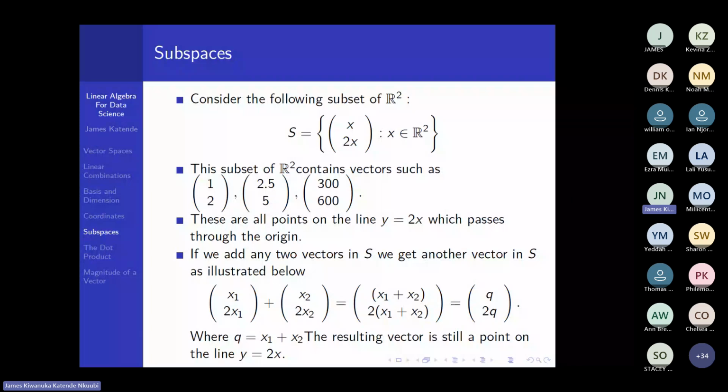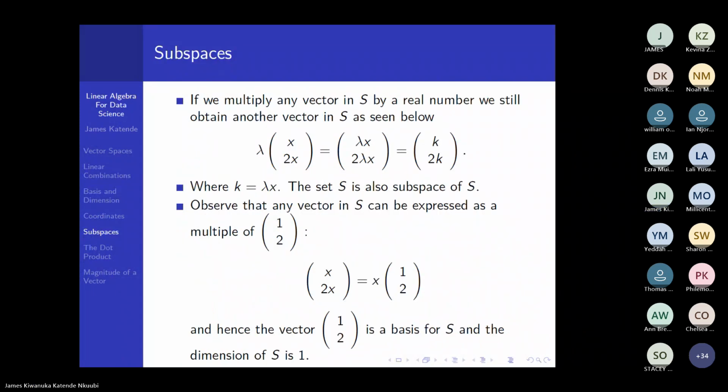The next one is to check scalar multiplication. If you multiply any vector in the set by a scalar, again, you still get another vector in the same set. The y coordinate again is still twice the x coordinate. So we have not left the set. So given that those two properties are satisfied, we can conclude the set S is a subspace.